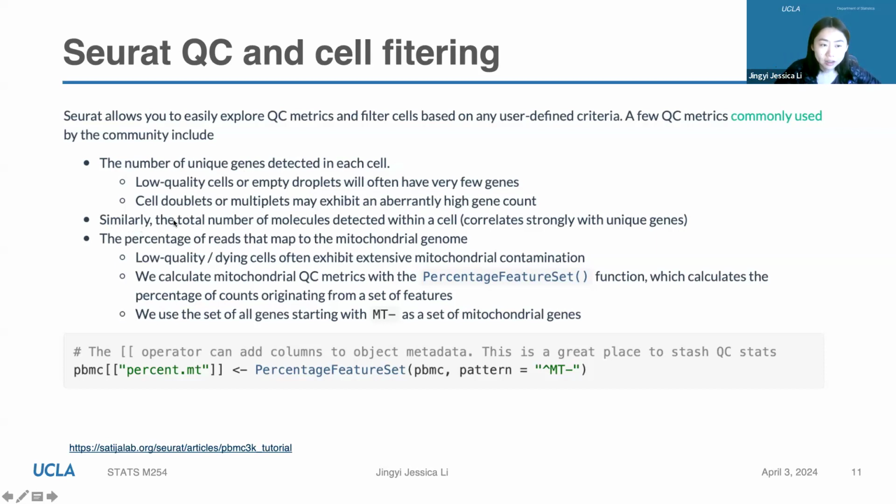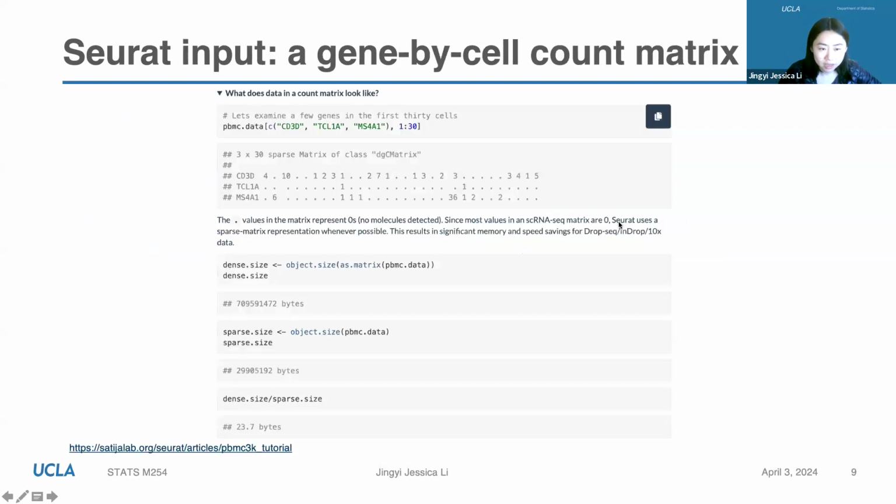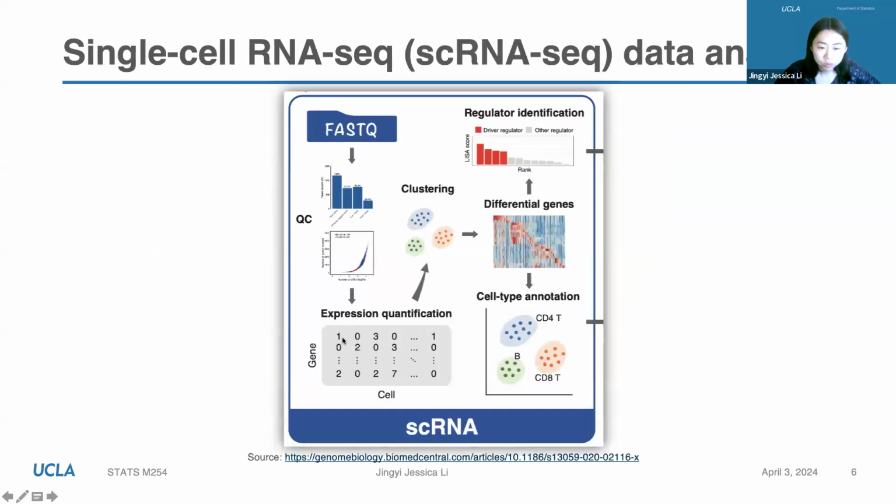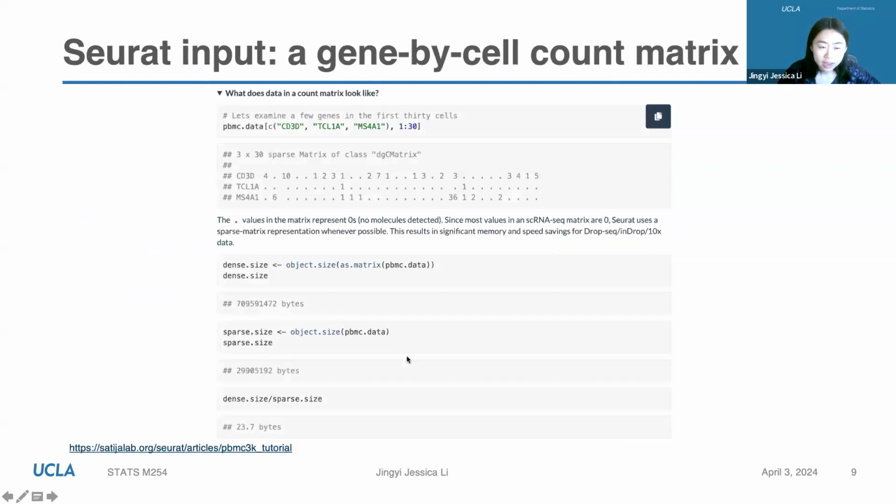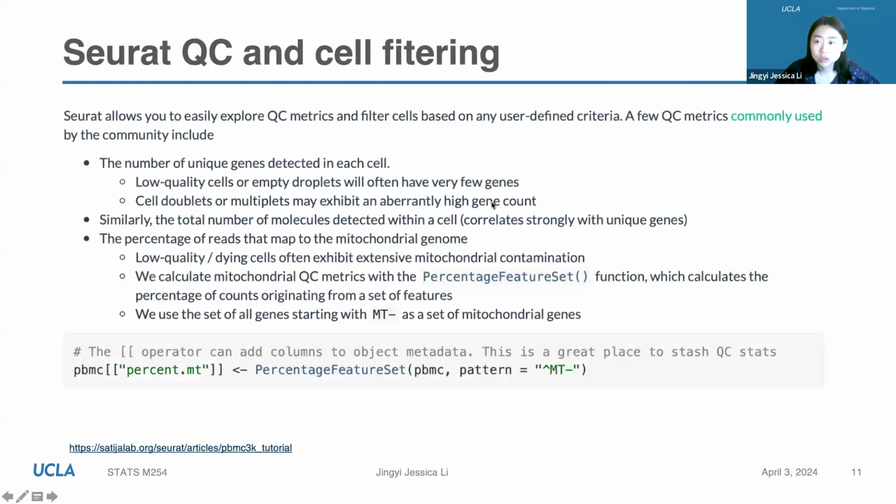Another thing you can look at is the number of molecules detected within a cell, which is correlated strongly with unique genes. What it means is that you just take the sum for each column. So here, the first cell would have a total count of 3, the second cell a total count of 2, the third cell 5, the fourth cell 10. And we know that the more genes you detect, usually you have a higher total count. So that's why this feature and the first feature are likely correlated.